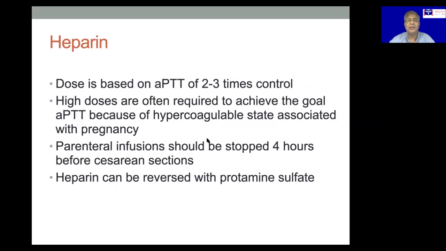If you use heparin, the dose is based on APTT values of 2 to 3 times the control value. High doses are often required to achieve this goal because the patient is hypercoagulable due to pregnancy. Parenteral infusion should be stopped 4 hours before cesarean sections, and heparin can be reversed with protamine sulfate in case it's an emergency cesarean section.